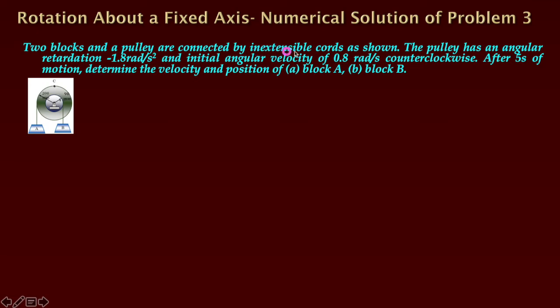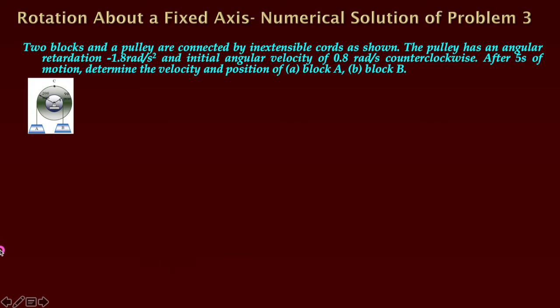Now what are the given parameters? The pulleys have an angular retardation, both pulleys, as they are fixed together, so the angular motion is the same for both. The angular retardation of the pulleys is minus 1.8 radian per second square, and the initial angular velocity is 0.8 radian per second, in the counterclockwise direction. After 5 seconds of motion, we have to determine the velocity and position of block A and block B.